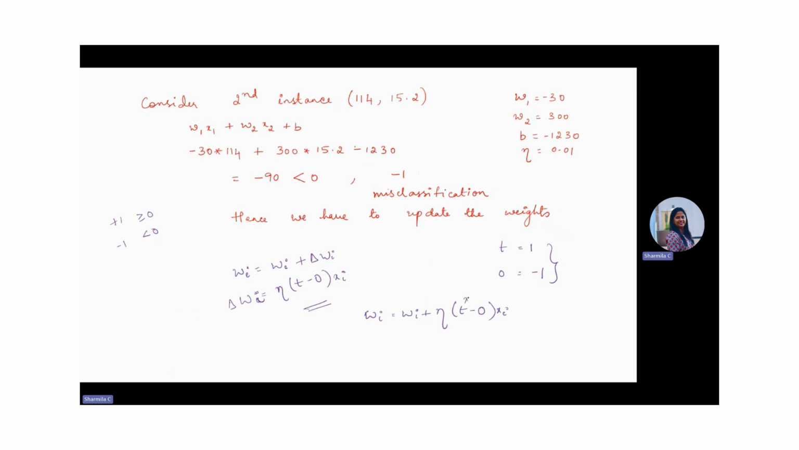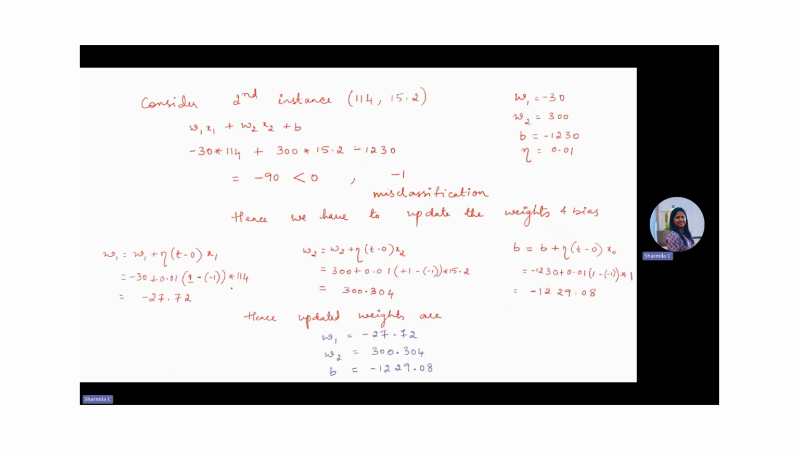Target is from where? It is from the data set. So with this, we are going to update the weights. So finally, we are updating the weights here. How many weights do we have? W1, W2, and you are also supposed to update the bias. So whenever you are updating the weights, along with that, you are also updating the bias value. So W1 equals W1 plus the learning rate, T minus obtained output into X1.